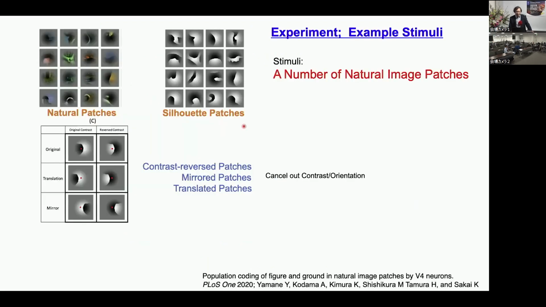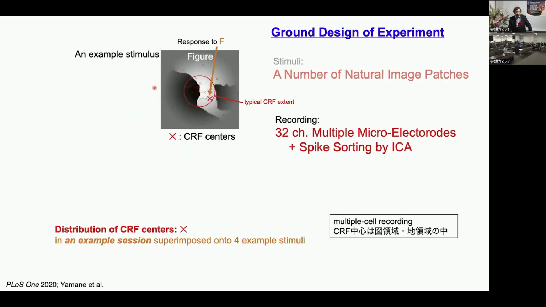Okay. So we showed these natural patches and silhouette patches because we are interested in the contours, not texture, today. So we show the silhouette images too. And here is the overall design of the experiment. So this one is another example of a stimulus. And these many red crosses show the centers of the CRFs, which means the cells are looking at these locations.